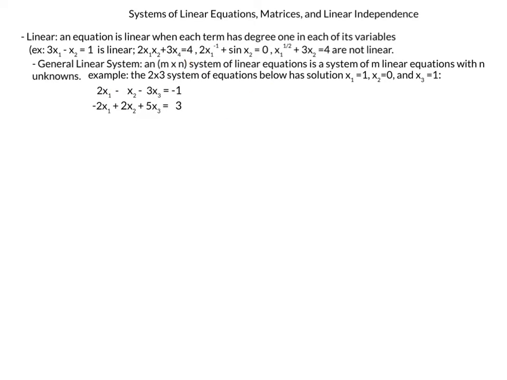Also, with m by n, you want to remember it's always rows then columns. So m rows, n columns. So 2 rows, 3 columns. Again, this is 2 by 3, 3 columns here.